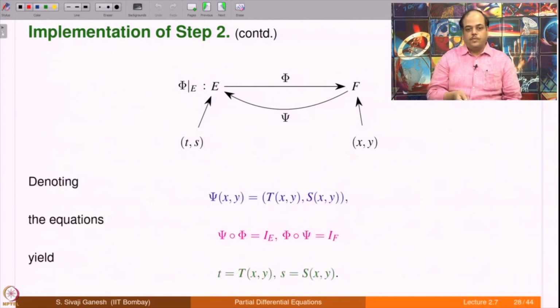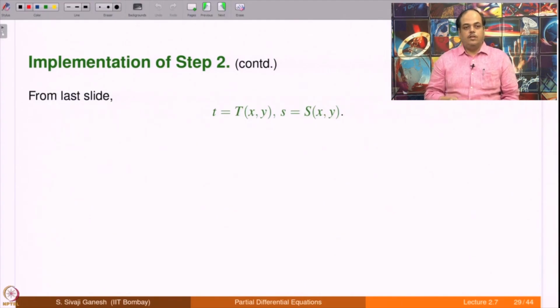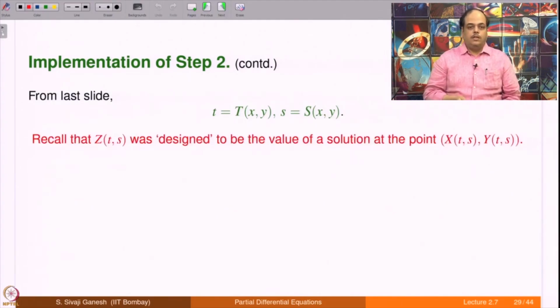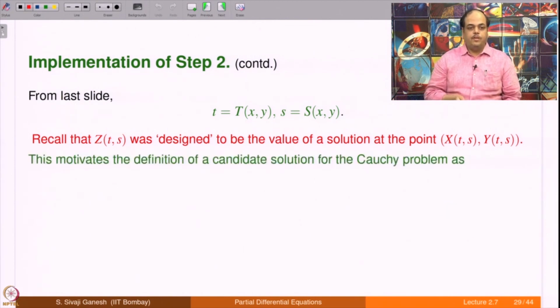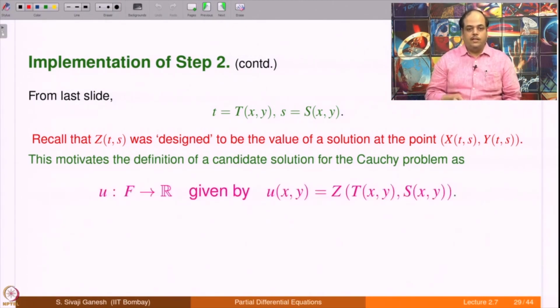So, psi of (x, y) you denote as (t(x,y), s(x,y)), and these equalities hold because they are inverses of each other, that will give you t equal to t(x,y), s equal to s(x,y). As I told you earlier, z(t,s) was designed to be the value of the solution at this point (x(t,s), y(t,s)), refer to lecture 2.6. Therefore, this motivates the definition of a candidate solution by u defined on F to R given by u(x,y) equal to z(t(x,y), s(x,y)).